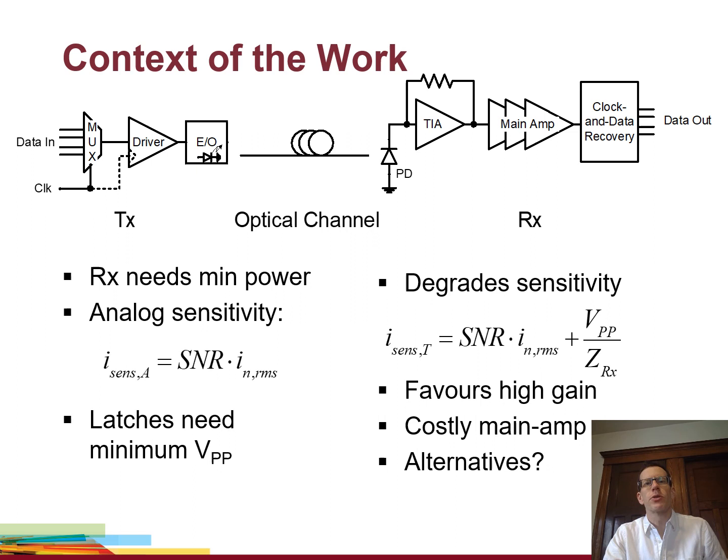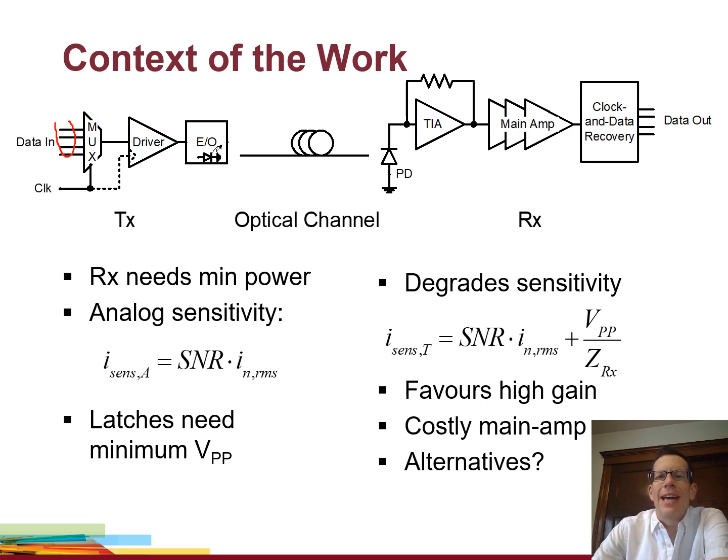So the context of this work is a short-reach optical link. On the left is a number of low-speed lines that are multiplexed together that go to a driver, potentially a clocked driver. And in the links that we're dealing with, this driver is then directly modulating a VCSEL. The optical signal goes through some multimode fiber to the photodetector. And so this receiver is going to need some minimum power.